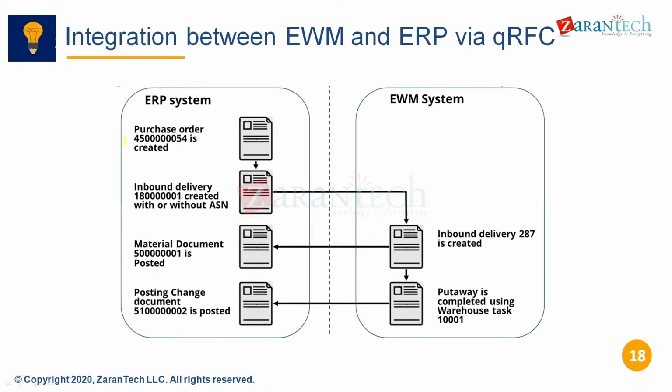So here we have, let's say, a purchase order. This is the standard process between ERP and EWM. We have a purchase order. For that we do a goods receipt in IM, without EWM. Now when it comes to EWM, we have to create inbound deliveries. Inbound delivery is mandatory.